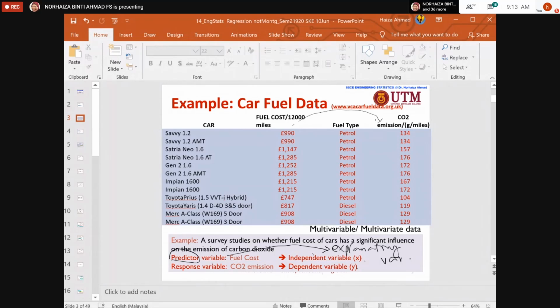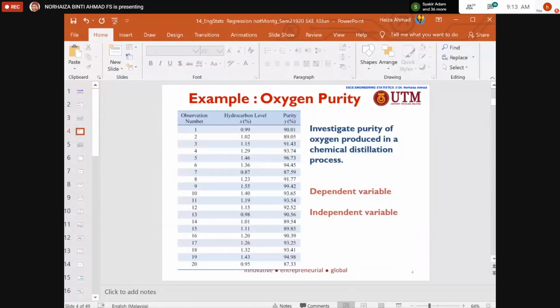For example, you have a response variable of the level of blood cells in a person. That could depend on the blood pressure, or on the temperature. So maybe you have many independent variables, but you have one response or dependent variable. Okay, so let's look at one example.